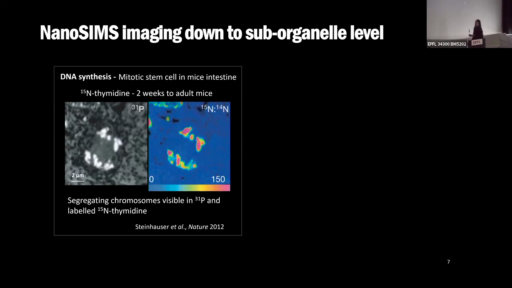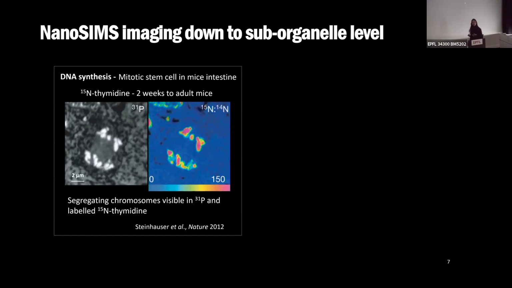synthesis. So they basically used 15N labeled thymidine, a labeled nucleotide base, and they were interested to see how the chromosomes segregate in the DNA. And so on the left, you have an image of phosphorus, which reflects the chromosomes within the nucleus. And what they did was they looked at the incorporation of this 15N labeled thymidine in adult mice in newly dividing cells. And so they wanted to see if the chromosomes are segregating evenly or unequally, and if the newly dividing cells actually incorporate this DNA, and many other different applications that it can be used for.